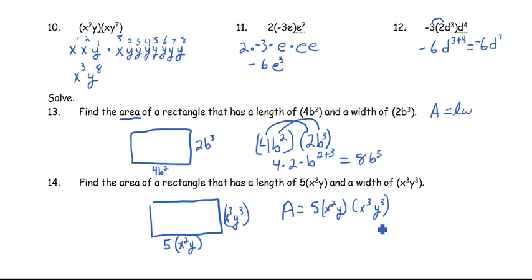Okay, so we don't have a number to multiply the 5 by, so we're just going to write him down. And then we're going to take our x's, and I have x squared, and then I'm going to add this exponent over here, and then I have y, and since there isn't an exponent, I'm going to go ahead and put in 1, and I'm going to add the other one. And what that gives me is 5 x to the fifth y to the fourth.